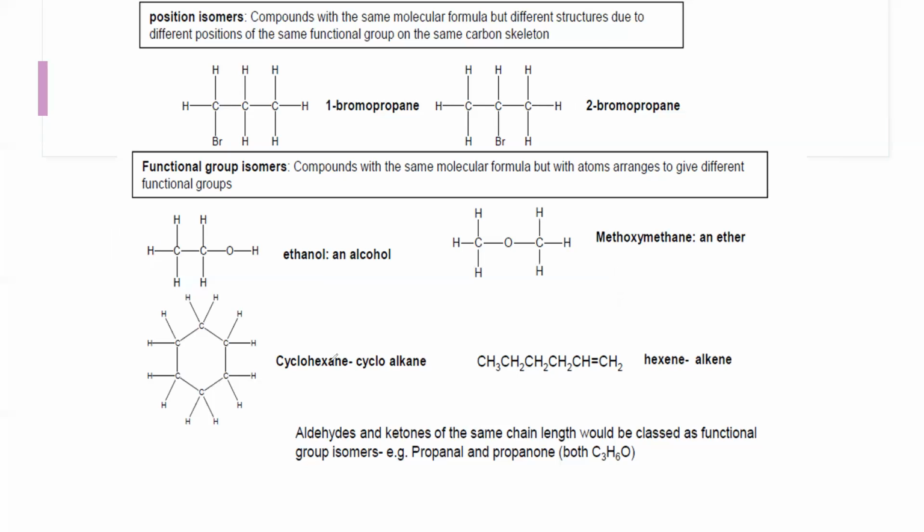In the same way, for example, cyclohexane. When we write cyclohexane, it is C6H12. When we write the formula for hexene, C6H12. So both have the same molecular formula but totally different functional groups. One has carbon-carbon single bonds throughout the chain, whereas the other has a carbon-carbon double bond. So we call this functional group isomerism.